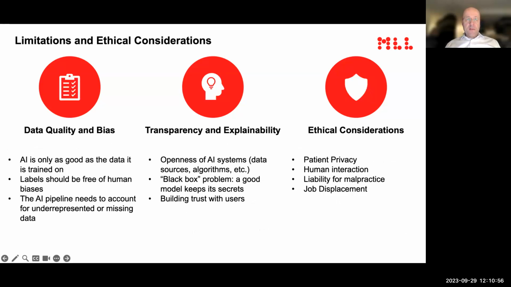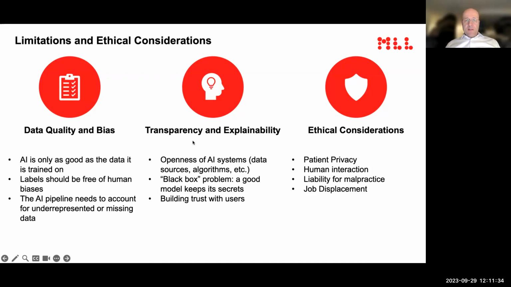And there are, of course, limitations to these approaches, and there have to be ethical considerations. Data quality is very important, and bias. AI is only as good as the data it is trained on. So this applies to any analysis someone does. Labels should be free of human bias, which sometimes is a challenge. And the AI pipeline needs to account for underrepresented or missing data, which is important statistically.